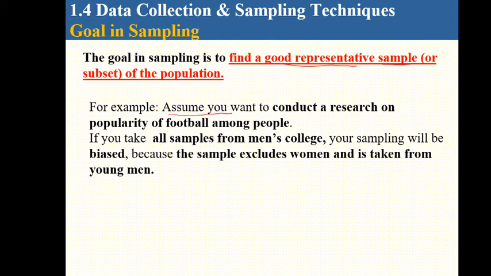For example, assume you want to conduct research on the popularity of football among people, and assume you take all samples from a men's college. Now your sample will be biased. Why biased? What I mean by biased is you are excluding some part of the population: women. Your sample excludes women and is taken from among young people. So what about old people? What about old men? And what about the women? So it is biased, because it's only taking a small specific part of the population.